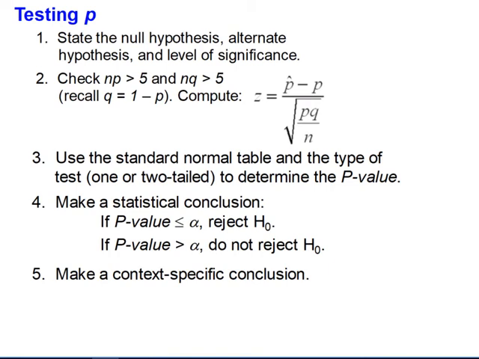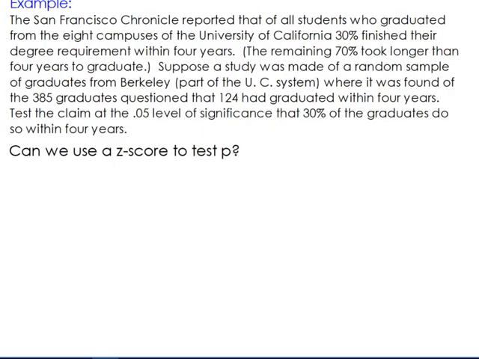So state your null hypothesis, alternative hypothesis, level of significance. Just check to see that NP is bigger than 5, NQ is bigger than 5. Find a test stat, which is going to be a z-score. Use the standard table to figure out your area underneath the curve, so your p-value. Make your comparison for p-value to decide if you're going to reject your null hypothesis or not, and then make some sort of context-specific conclusion. So write the sentence about what you found.